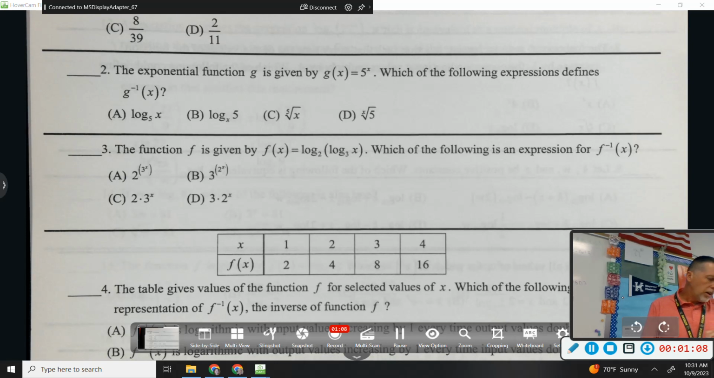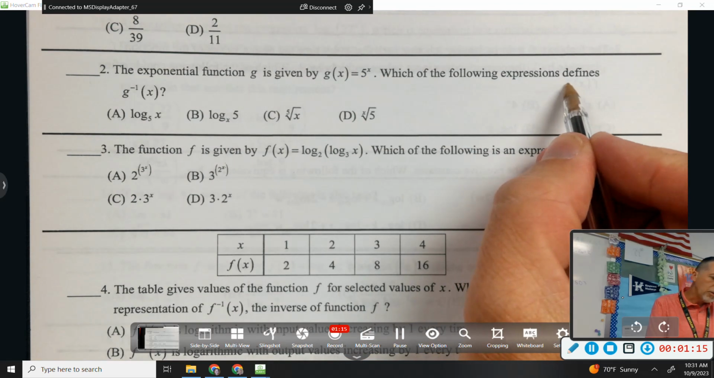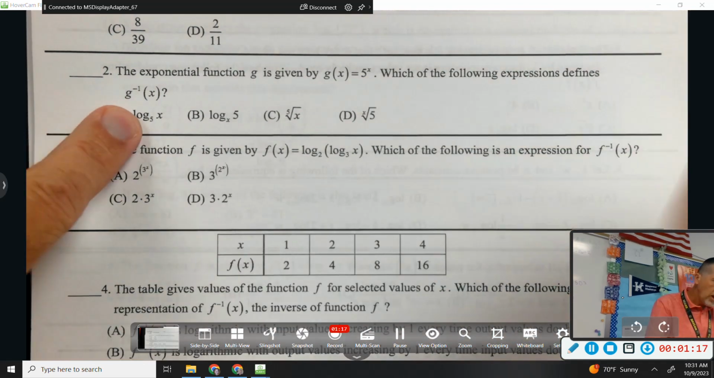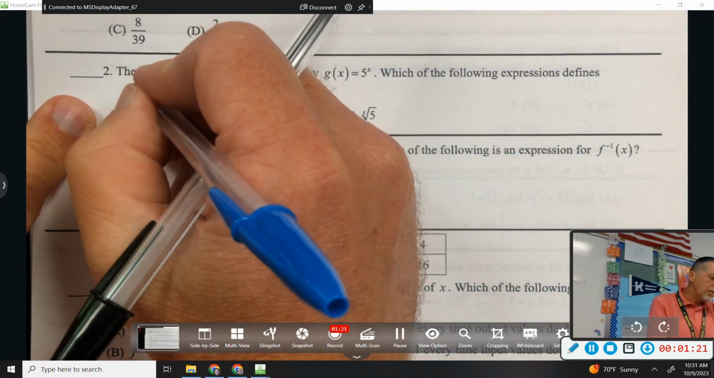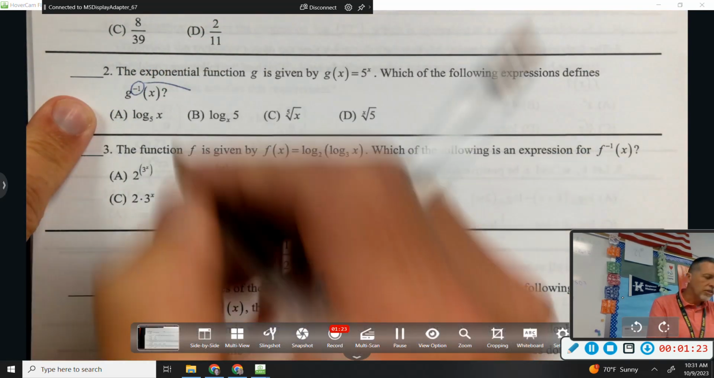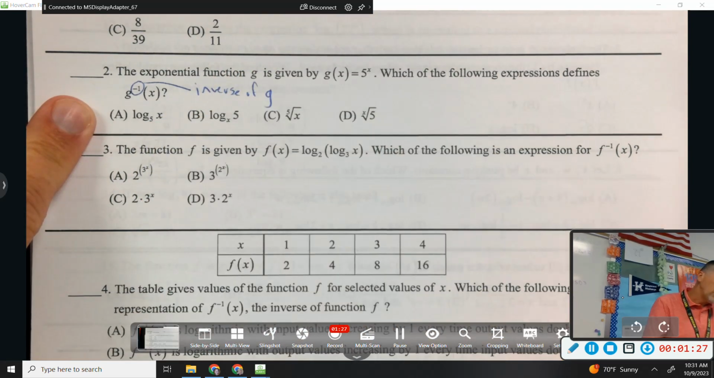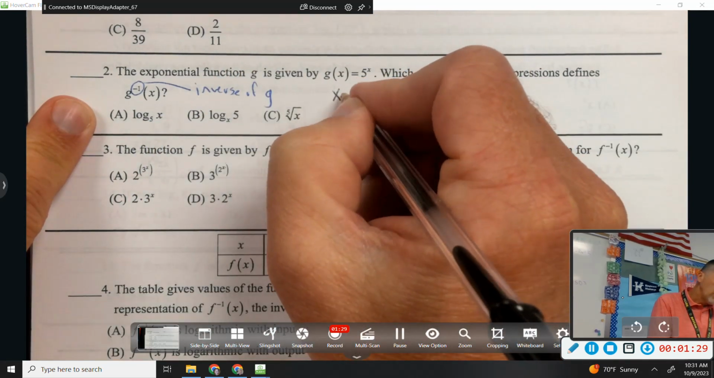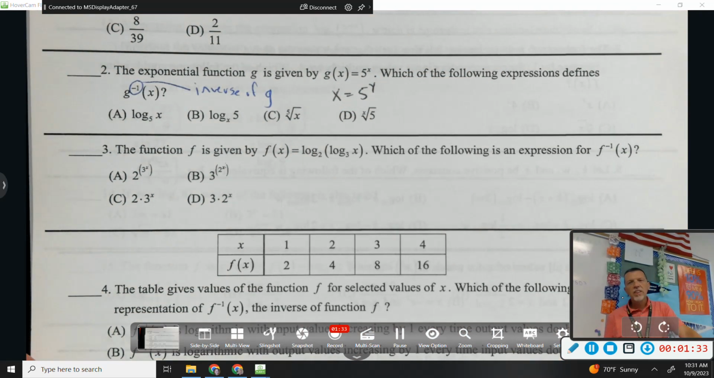Number 2, the exponential function g is given by g of x equals 5 to the x. Which of the following expressions defines g, I don't want to say to the negative 1, because that's not what that means. What does that mean? Inverse. The inverse of g. So the inverse means switch the x's and the y's.